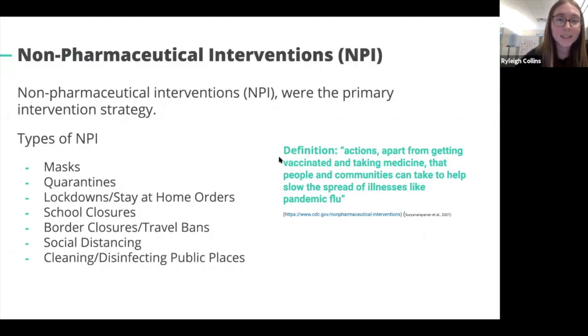Next slide. So non-pharmaceutical interventions are actions taken besides getting the vaccine or taking medication to prevent the spread of a disease, and in this case, COVID-19. These include things like wearing masks, social distancing, school closures, lockdowns, stuff like that. Next slide.